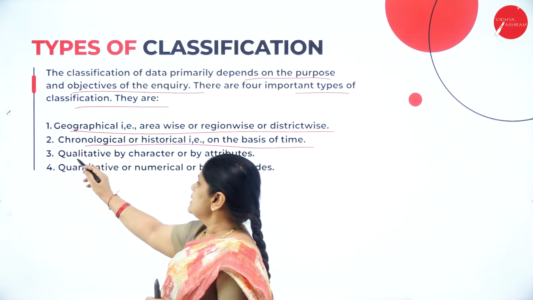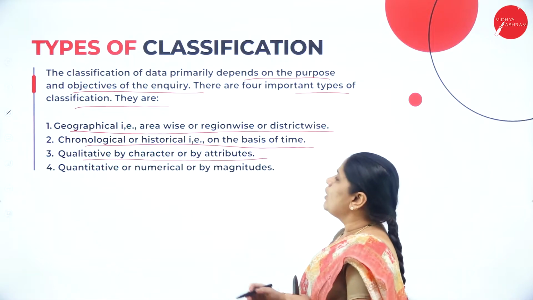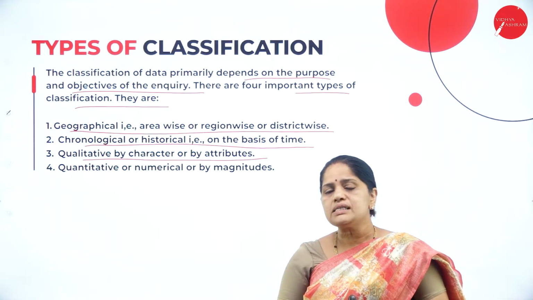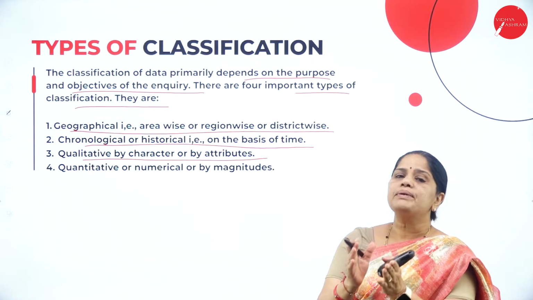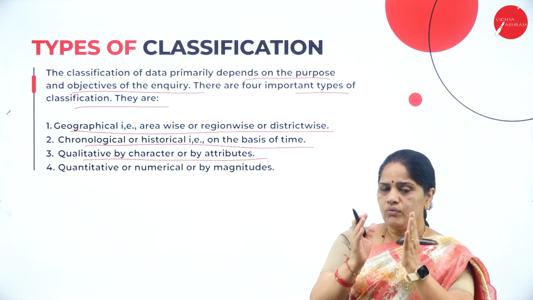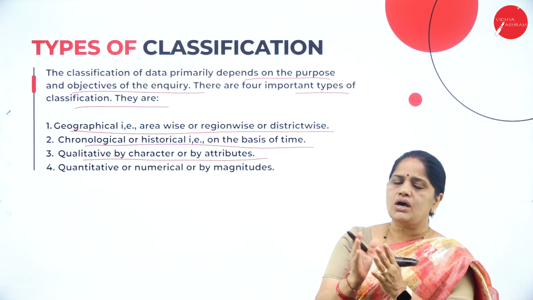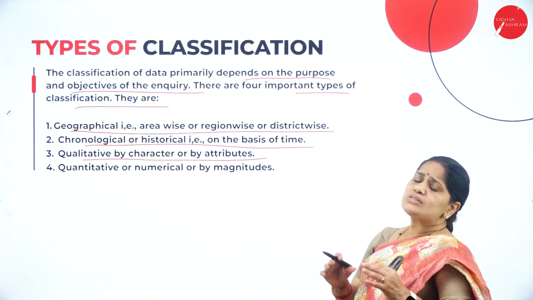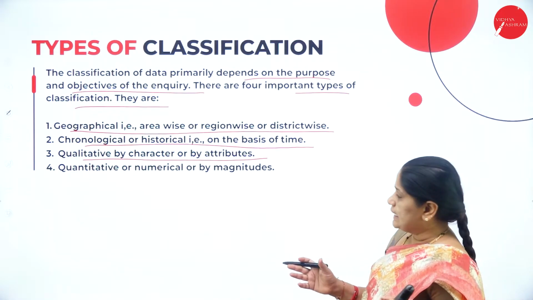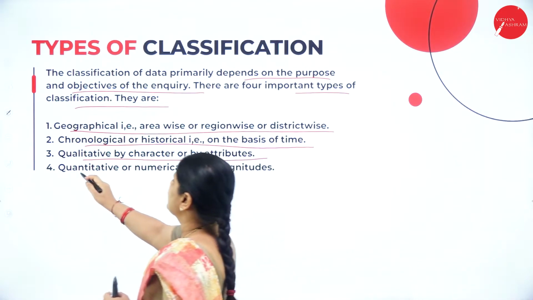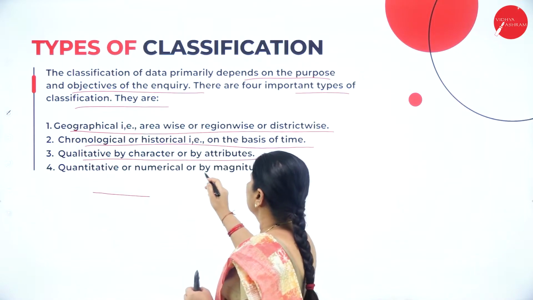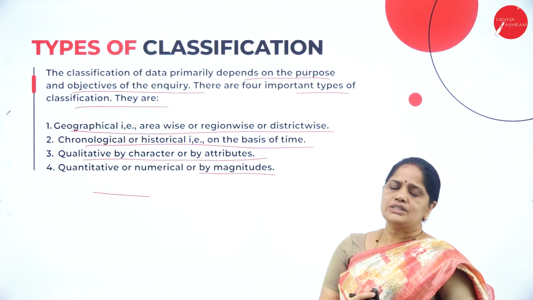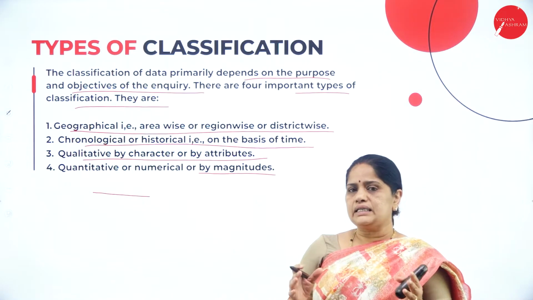Then the third one is qualitative, by character or by attributes. The third classification is where you segregate on the basis of quality: how good a person is, how honest a person is, how beautiful a person is. Based on one attribute, you segregate them. Then the next one is quantitative or numerical, or by magnitude. On the basis of numerology, you segregate the data.